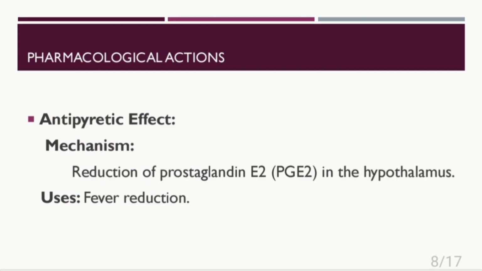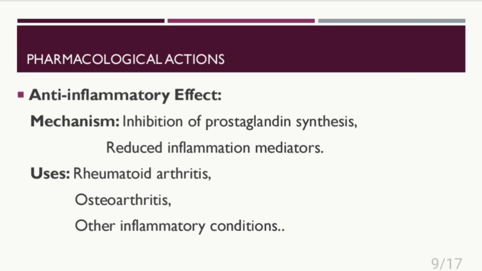Antipyretic effect: reduction of prostaglandin E2 in the hypothalamus, used for fever reduction. Because of the reduction in prostaglandin E2 in the hypothalamus, it reduces the fever. Anti-inflammatory effects: inhibition of prostaglandin synthesis and reduced inflammation mediators. Uses: rheumatoid arthritis, osteoarthritis and other inflammatory conditions.